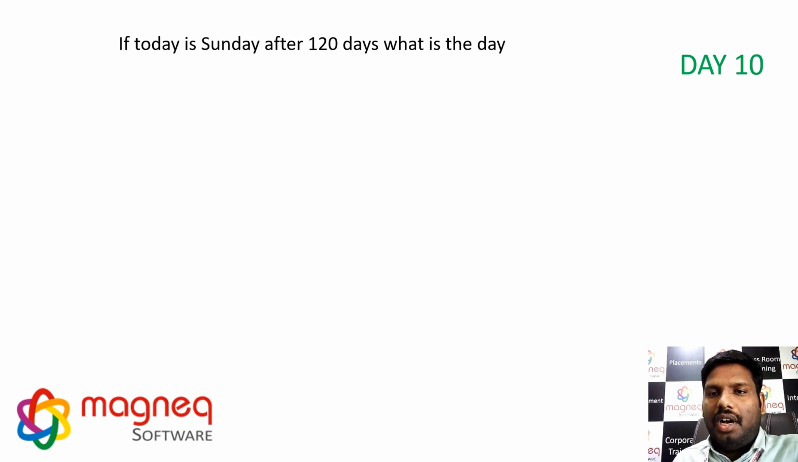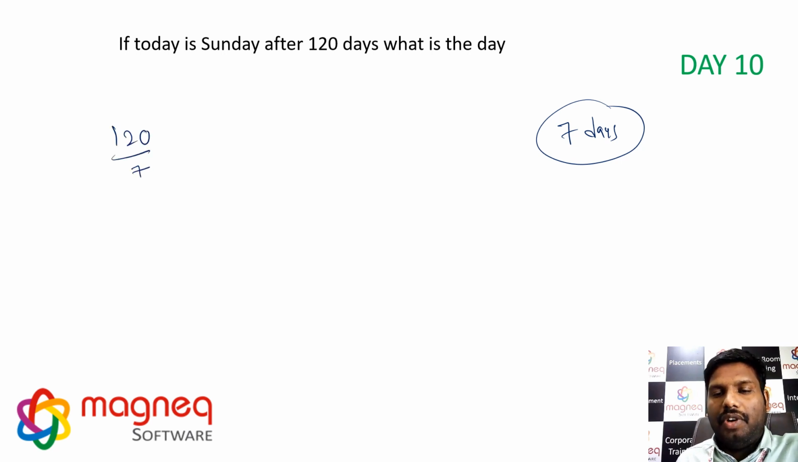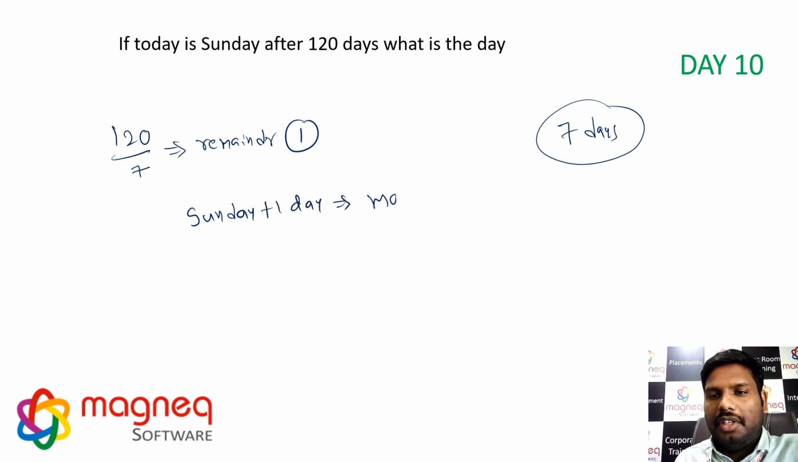If today is Sunday, after 120 days, what is the day? Every week has 7 days, so after 7 days there is repetition. 120 by 7, remainder 1. So Sunday plus 1 day means the next day. So the answer is Monday.